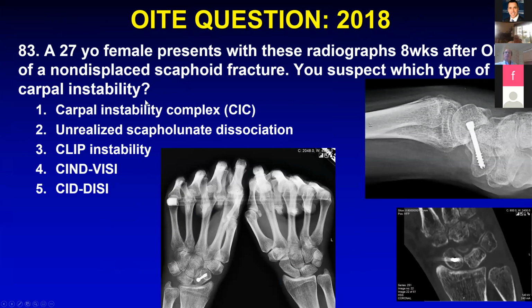So it's now time to test your recall. This 27-year-old female presents with these radiographs. What type of instability is it? Correct. Non-dissociative VISI.